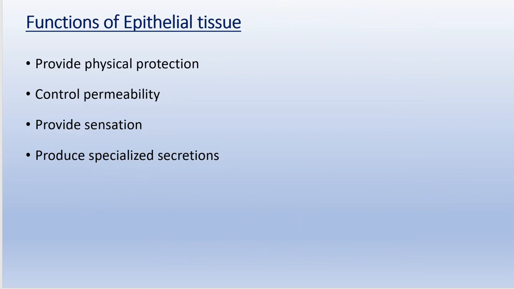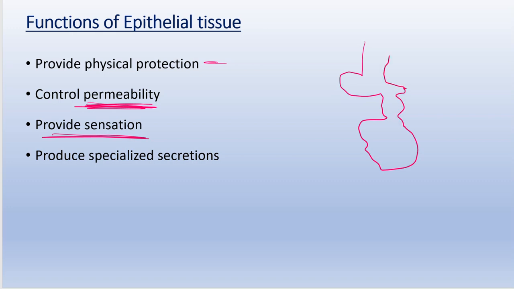What are the functions of epithelial tissue? Well, they provide physical protection, because they line body surfaces and organs, so they need to protect those. They also control permeability. Especially in the case of tight junctions, they keep things from seeping out and from seeping into the body. They provide sensation. Even though it lines and protects all of those body organs, it also needs to have sensation so that you know if something is affecting it. And it has specialized secretions.